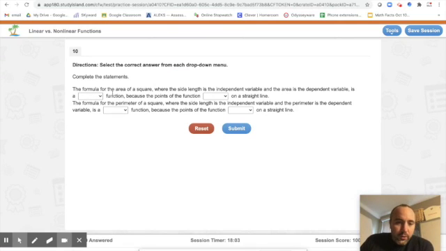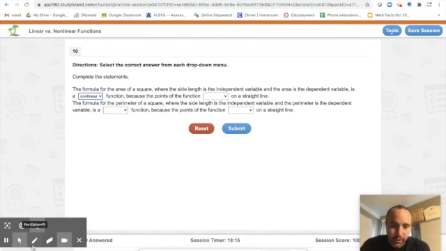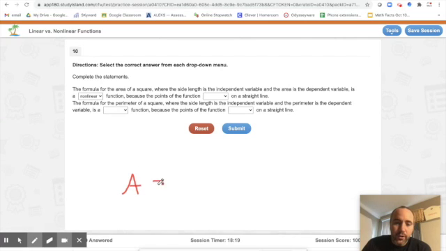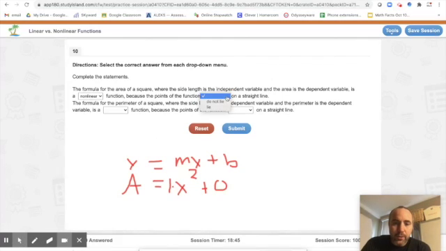The formula for the area of a square, where the side length is the independent variable and the area is the dependent variable, is a nonlinear function. Here's what they're talking about. For the area of a square, you take the side, which I'm going to call x, and you square it. If we remember, for it to be a line, we should be able to do y equals mx plus b, and we're not doing that in this case. Technically the b is 0 and the m would be 1, but because we have this exponent here, it makes it nonlinear, because the points do not lie on a straight line.